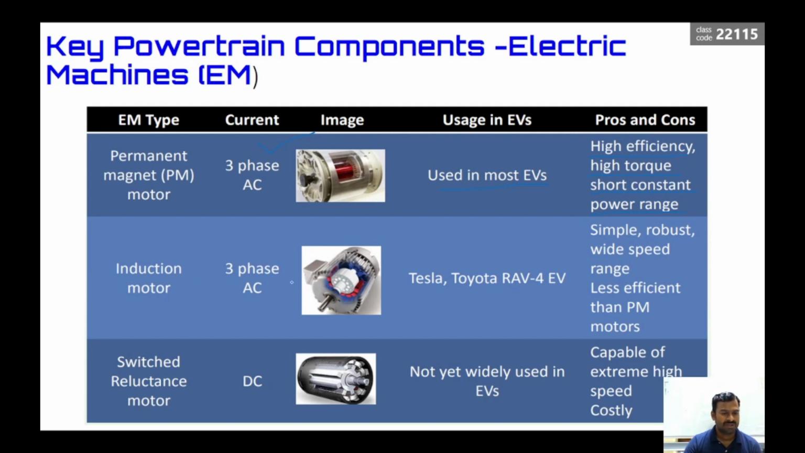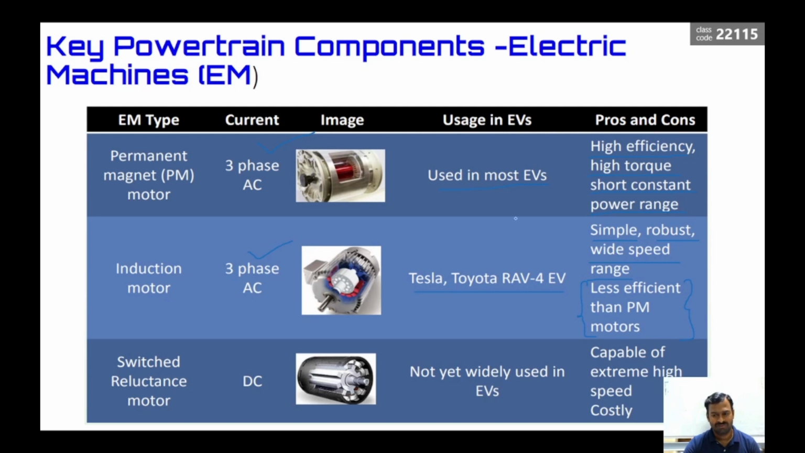And the induction motor: the supply for this induction motor is also three-phase AC, and different companies use this type of induction motor. We know the characteristics of induction motors: they are simple, robust, and have a wide speed range, but are less efficient than PM motors. So this is the drawback of the induction motor.